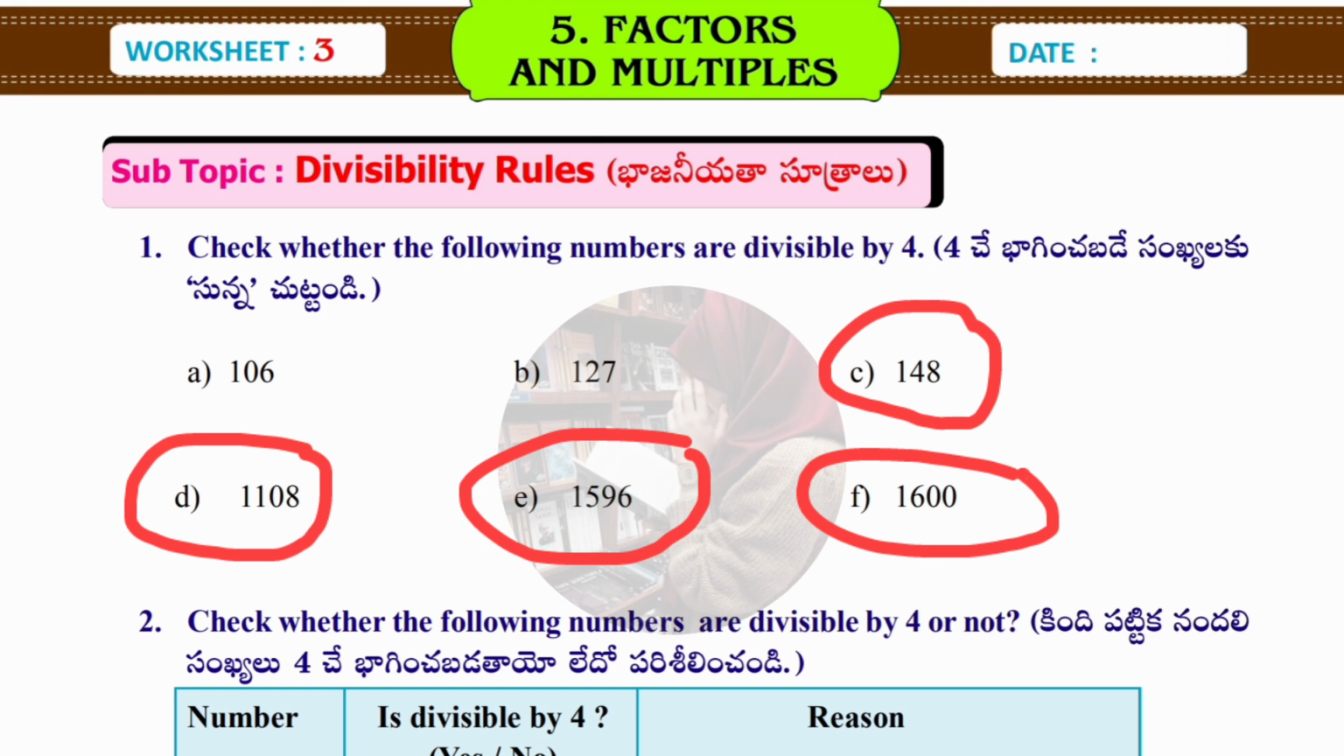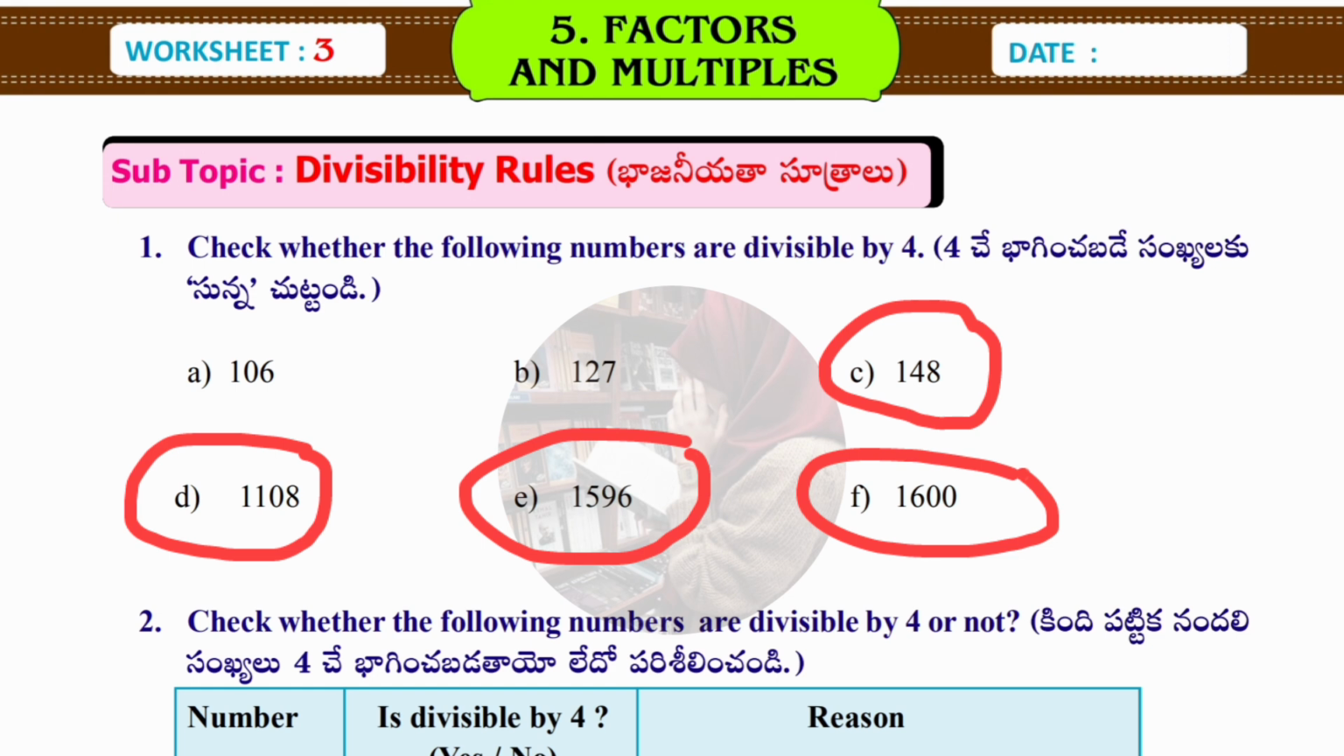Okay, let's see. First number is 106, in which last two digits are 0 plus 6 means 6. 6 is divisible by 4? No, that's why don't circle that number. Next number is 127. Here last two digits are 27. Okay, does 27 divisible by 4? No. If it is 28, it should definitely divisible by 4. Here we have 27, that's why this is not divisible by 4. Don't circle that number.